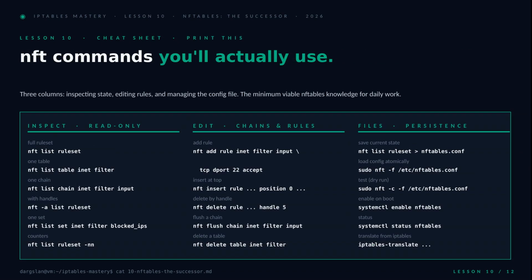So here's your printable cheat sheet. The nft commands you'll actually reach for. 3 columns, 3 modes of work. On the left, inspection. List the full rule set, a single table, a chain, or a set. Add the -a flag when you need handles for surgical edits. The middle column is where you mutate state. Adding, inserting at position 0, deleting by handle, flushing a chain. And on the right, persistence. Dump your live rule set to a file, load it atomically with nft -f, dry run with -c before committing, and let systemd bring it up at boot. Pin this one above your desk.